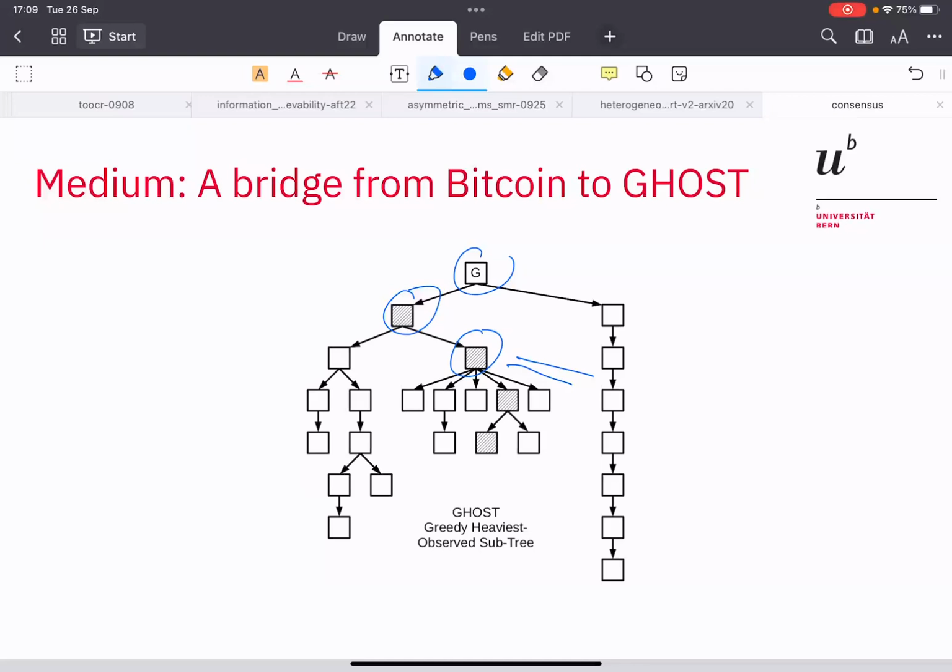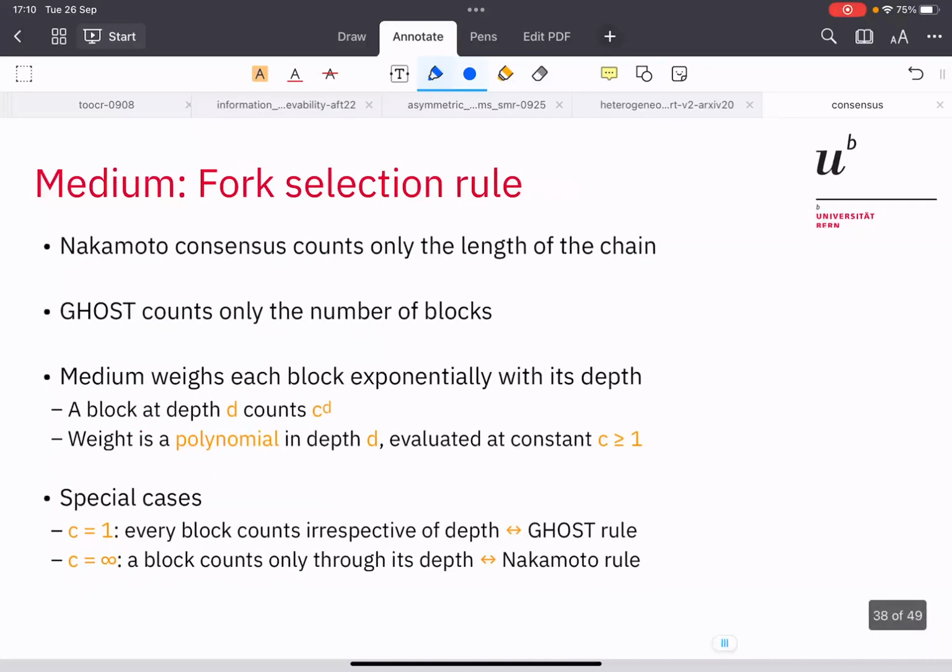And so what comes in now is the rule that we formulated to bridge between the two. We just put a weight on the blocks, depending on how far they are from the genesis, from the fork. And we count them by an exponential in the distance from the genesis.